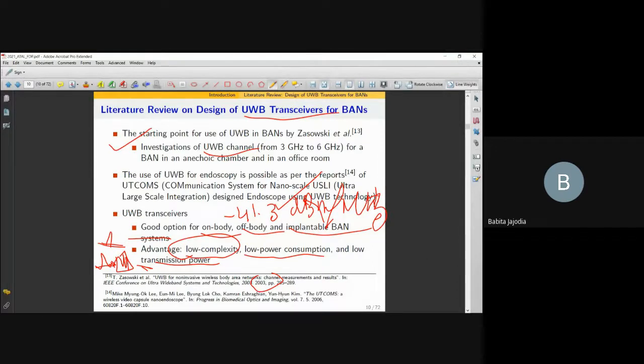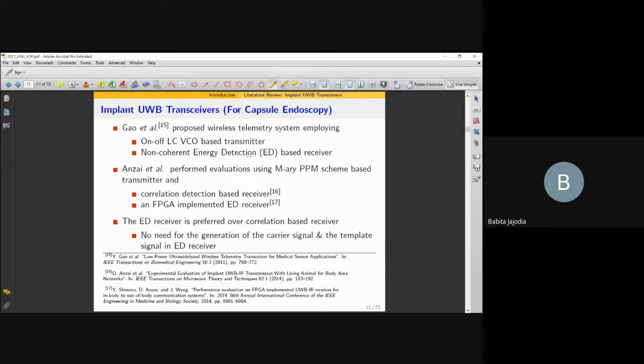So I think it's around minus 14.3, and it won't be more than 36 microwatt for the transmission. Okay, that's very much less compared to the narrowband. Narrowband generally requires in the range of milliwatt. Okay, then a brief literature on the implants, right?